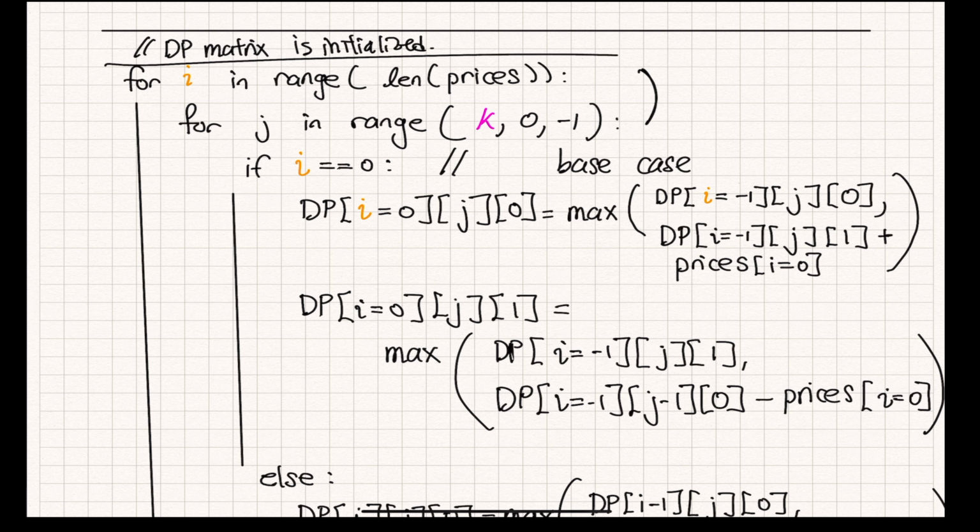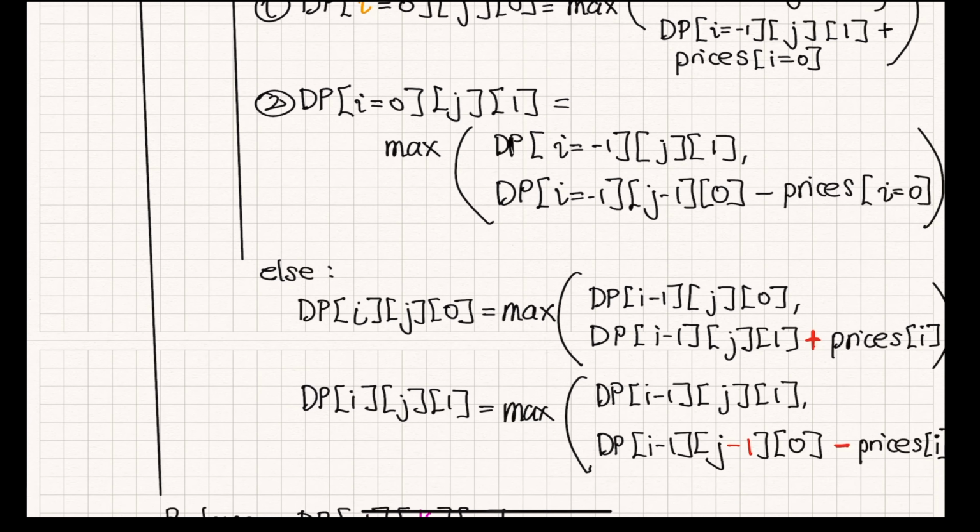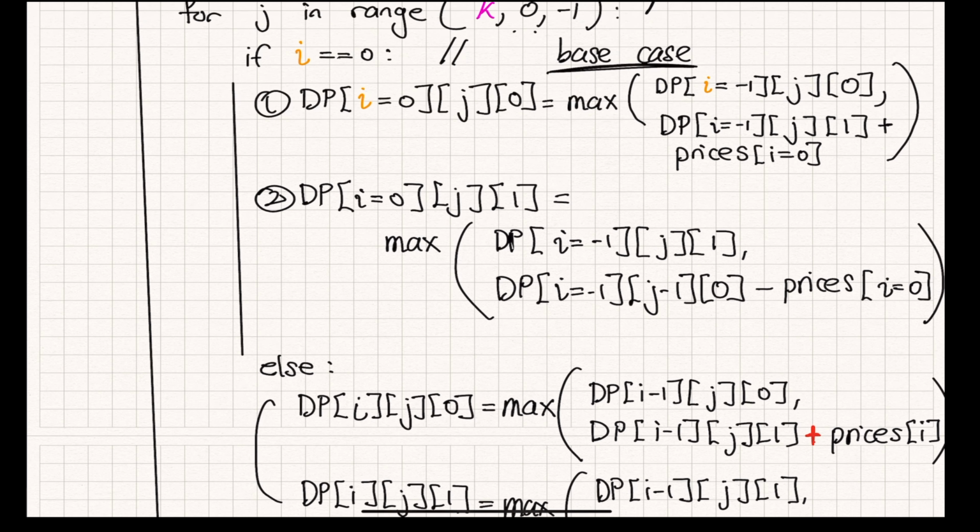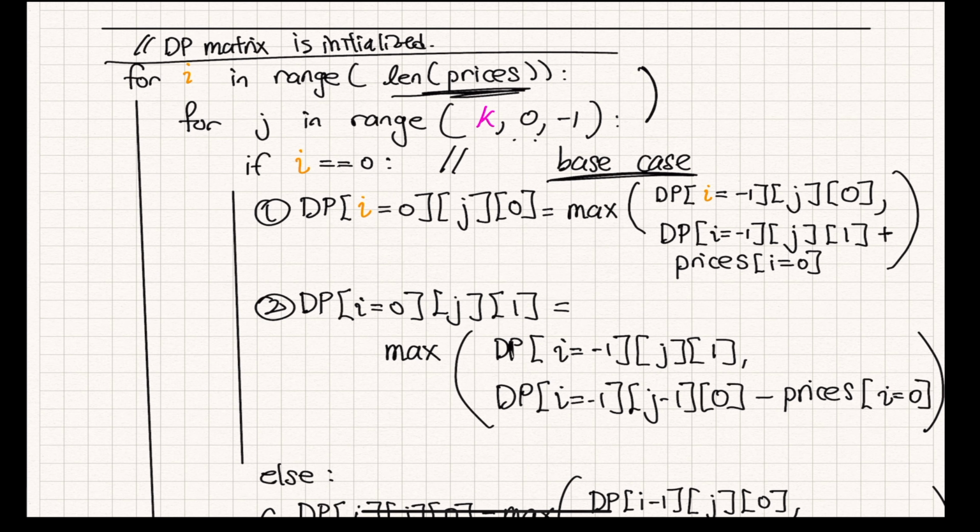So for i in range from 0, 1, 2 all the way to n minus 1, that's this part. For j from k, k minus 1, k minus 2 all the way to 1. All right, and then we have to check whether we are in a base case or not. So if i is equal to 0, then that means we are in a base case. So we run this guy, and then if we are not in a base case, then we run this guy. Well, they look the same, right? But this one will greatly simplify these guys.